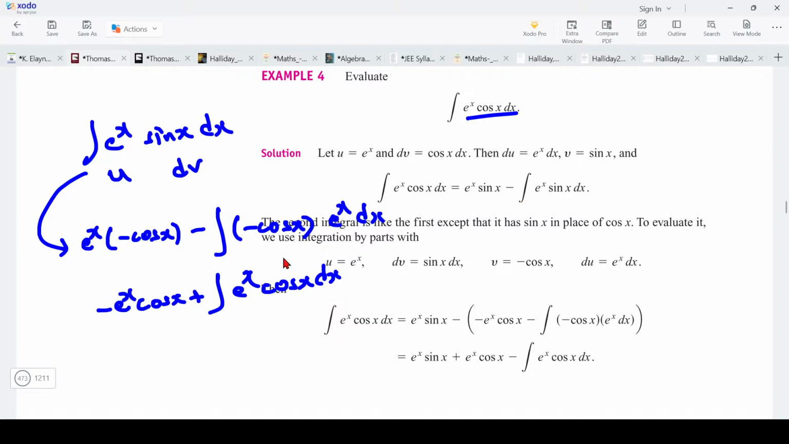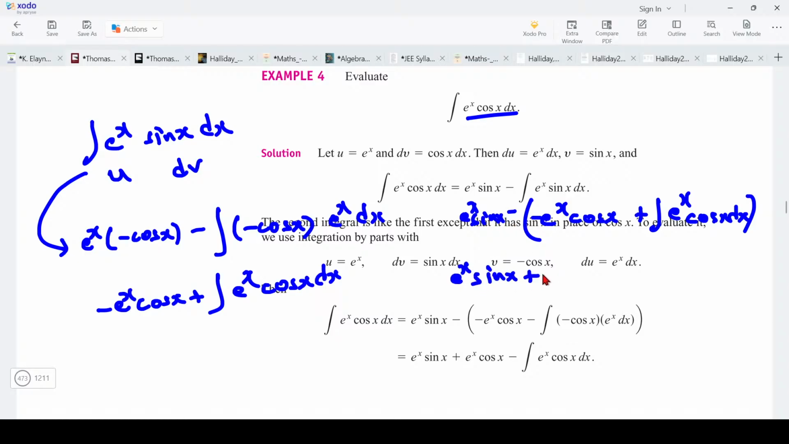So, now this one we can replace it here, right? e power x sin x minus e power x cos x plus integral of e power x cos x dx, right? This integral equals basically e power x sin x minus this thing, which is nothing but e power x sin x plus e power x cos x minus again integral of e power x cos x dx, right? But this should be equal to our original integral, right?